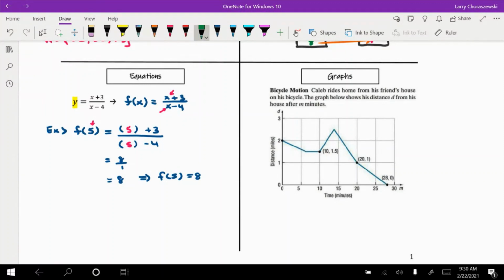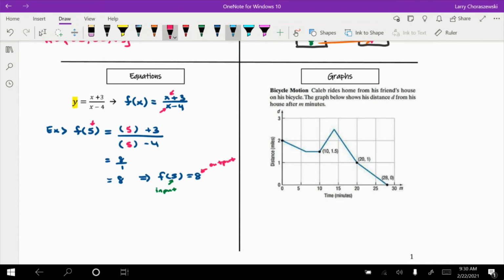I'm going to bring in some of the earlier language. This value of 5 is a particular input. And this value of 8 is a particular output. And there's only one output that we're getting when we use x equals 5. And that should be expected because a function assigns an input to exactly one output.